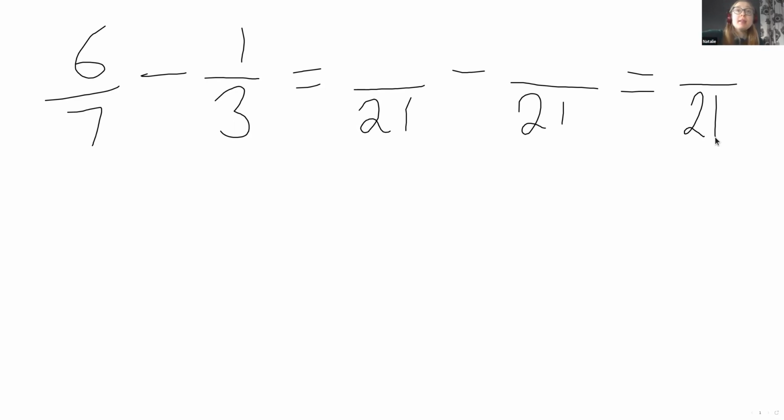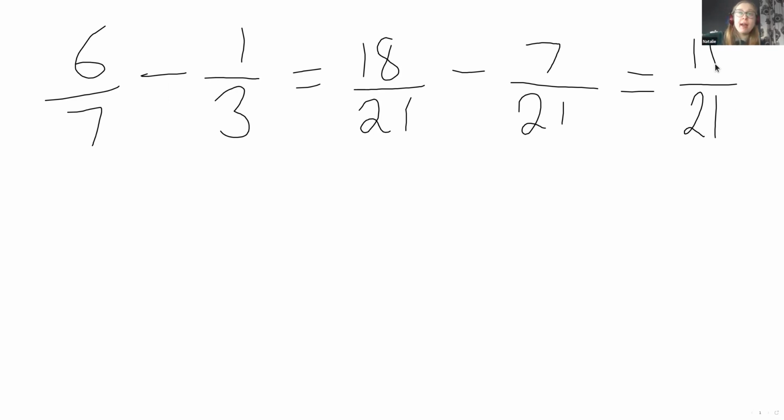So I've times the 7 by 3 to get to 21. So I have to times the 6 by 3 as well. And 6 times 3 gives me 18. I've times the 3 by 7 to get 21, so I times the 1 by 7, giving me 7. And then I just do 18 subtract 7, which gives me 11, 11/21. And that's our answer, as strange as it looks.